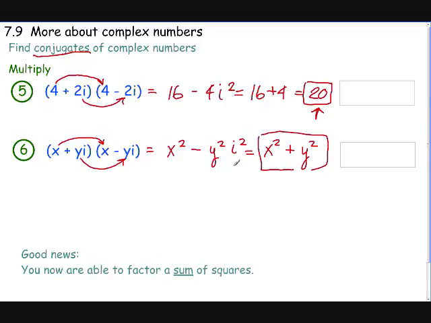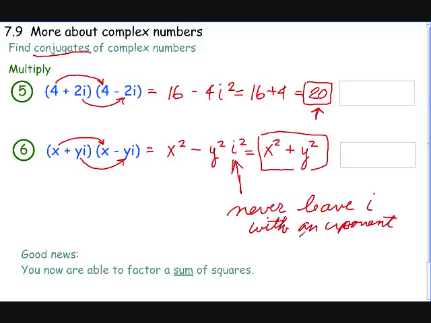Remember that in your answers, when you've got i, you are never leaving i with an exponent. Oh, my handwriting. Well, good thing I'm speaking, so you know what I'm talking about. Greater than 1. You can always simplify it. Just need to use that little chart that takes you from i to the first power to i to the fourth power. The really good news here, really good news.